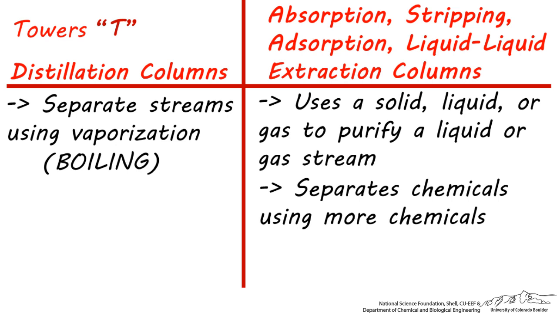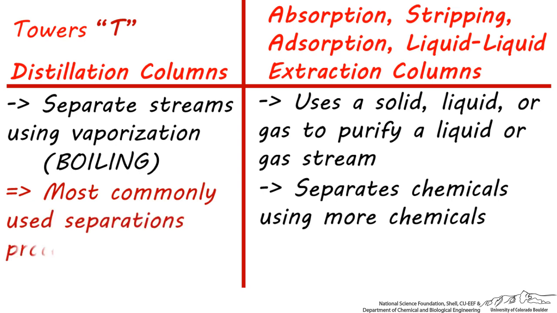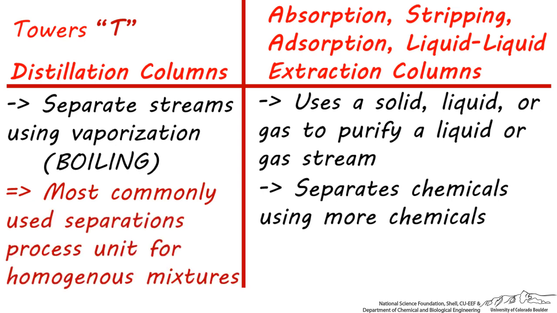For this reason, you might notice that distillation clearly has some advantage over the other processes you see here, in that even if it's energetically expensive because it requires heating, it at least doesn't have to use other chemicals. This is why distillation is the most widely used separations process unit for homogeneous mixtures, and is one of the most common units you will see on a process flow diagram for large-scale gas or liquid separation.